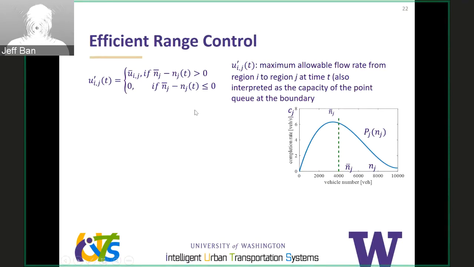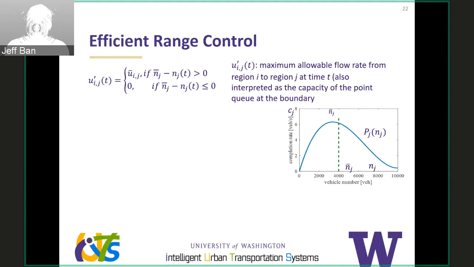But if the number of vehicles in a region is larger than or equal to the threshold, then you say, I'm close to my border, so I wouldn't allow much. Actually, I wouldn't allow anything to enter. So it's a boundary control. If you have less, I open the gate. If you have more, I close the gate. So essentially that is what U bar is. Mathematically, it's hard to deal with these if-then conditions.